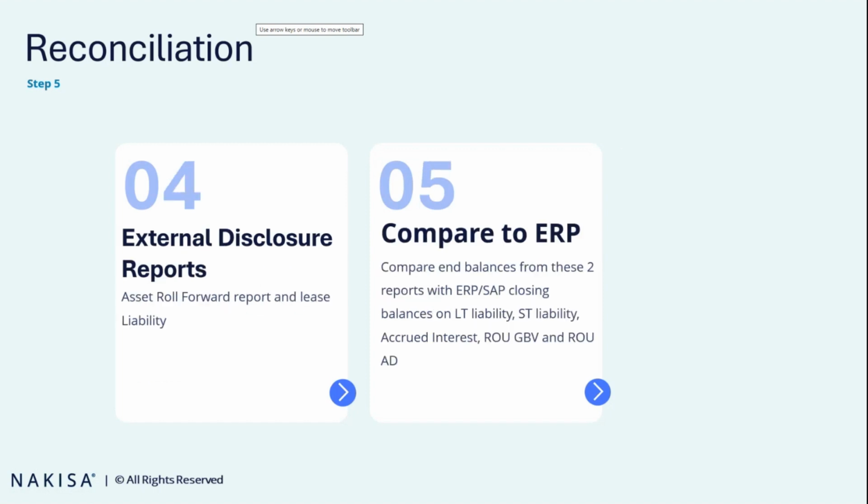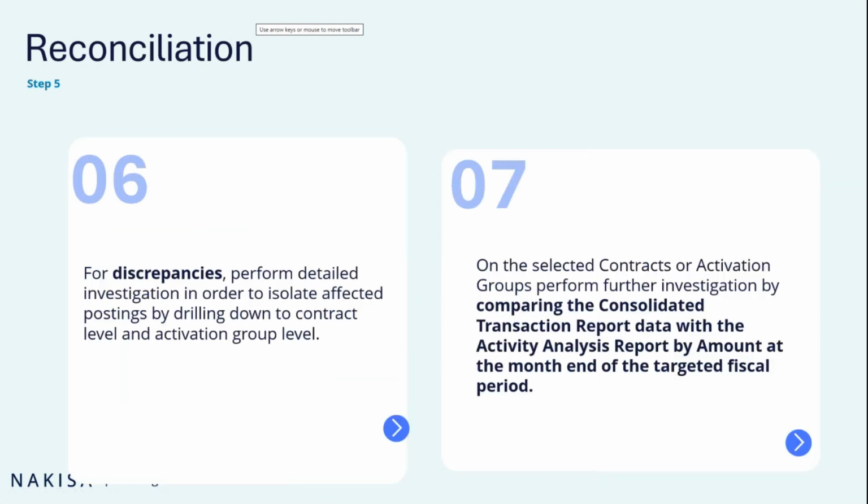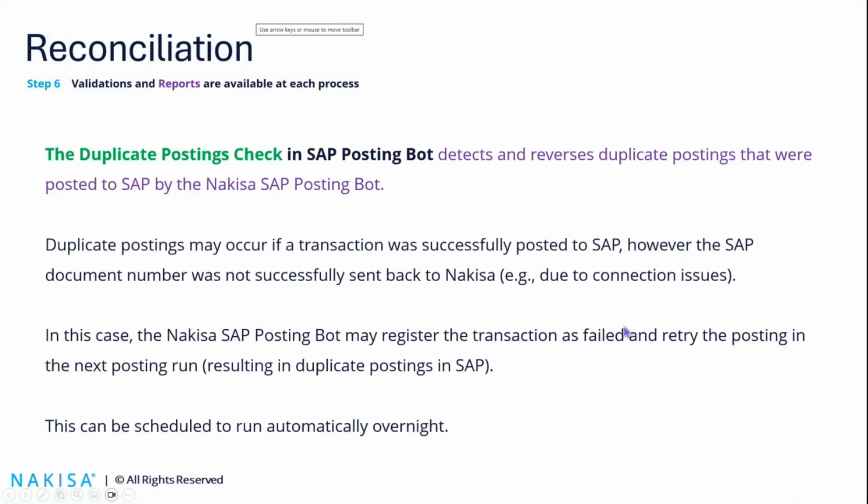You can also export the asset report and lease liability report and compare the end balances with your ERP balances. For discrepancies, you can perform a detailed investigation, and you can again run the activity analysis report by amount or by count, actually more by amount, and see the identified modifications, if there were any. You'll see new contracts there as well. You can compare it.